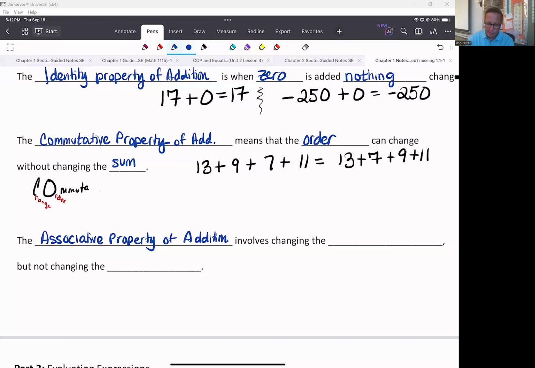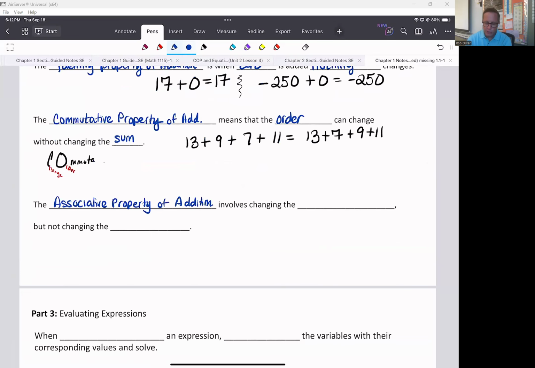And what that states is that it involves changing the grouping. And what does the grouping? The parentheses. Okay, so it involves changing the grouping, but it does not change the sum. The overall value of the numbers doesn't change.